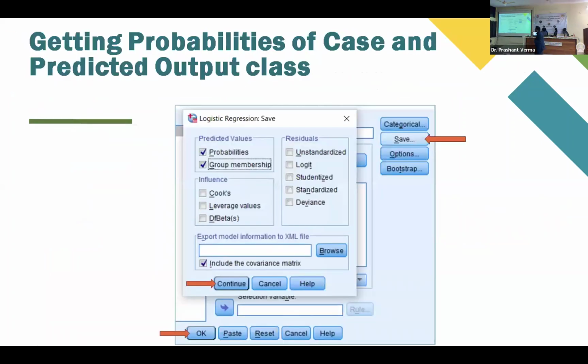Okay. So what you want in the output, what you want to save. Now the probabilities and group memberships we will select. So what are the probabilities? Probabilities will provide you the probability of that particular event or particular class or the particular row or respondent. And based on the cutoff, do you know the default cutoff for logistic regression or any other classification models? In general, yes, we take 0.5 as default.